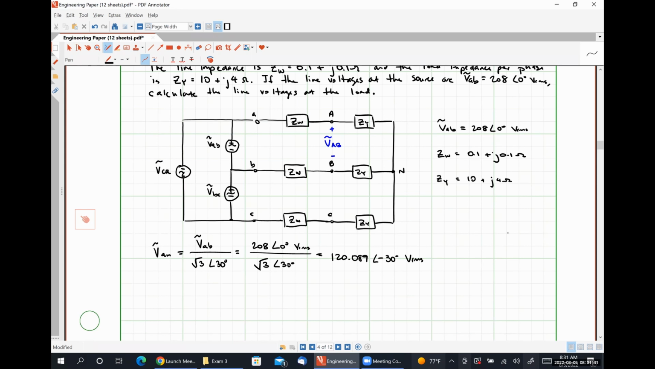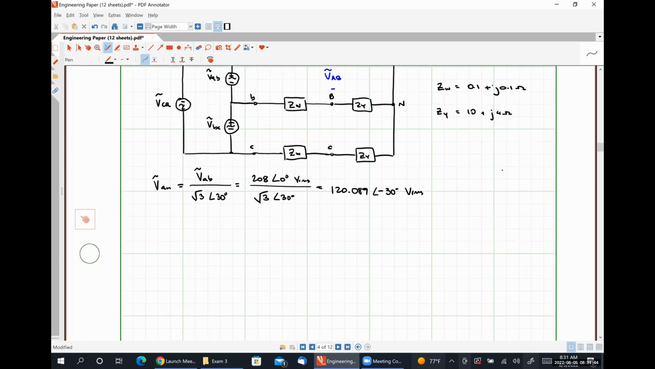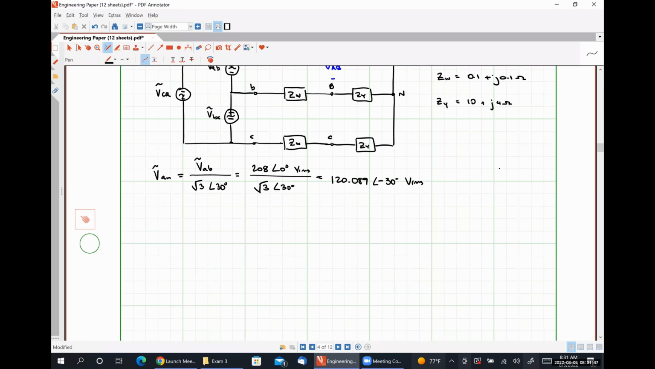Okay. From here, our single phase equivalent circuit is this. So here's A. Here's lowercase n. Here's VAN. Here's ZW and uppercase A. Here's ZY, uppercase N. And we connect our neutrals with a short circuit.